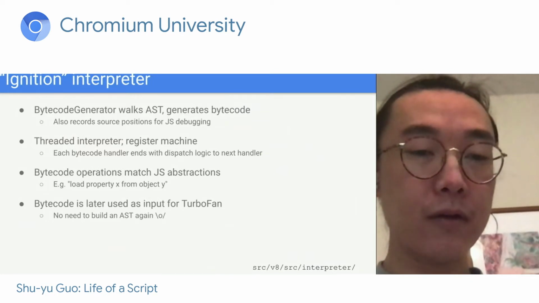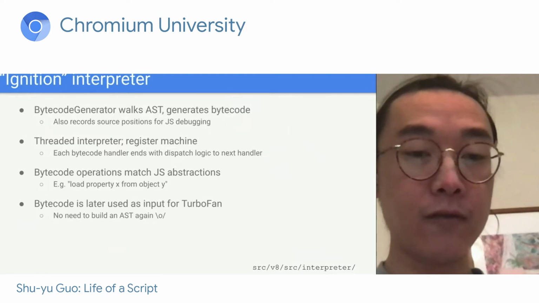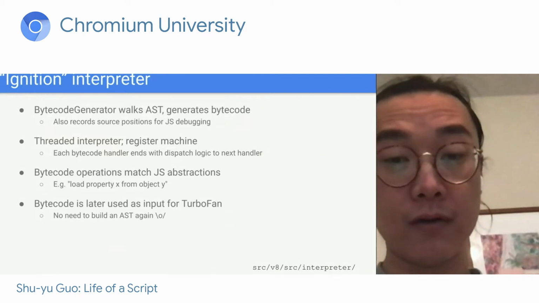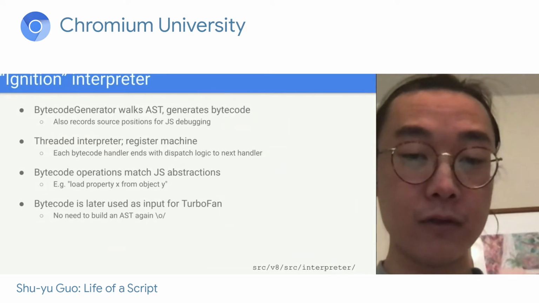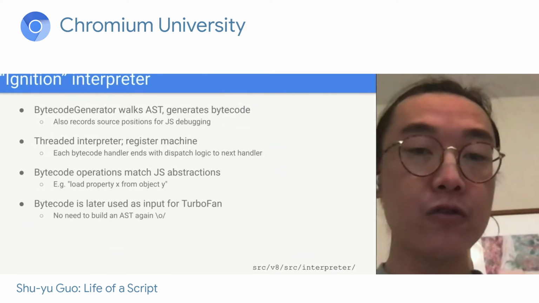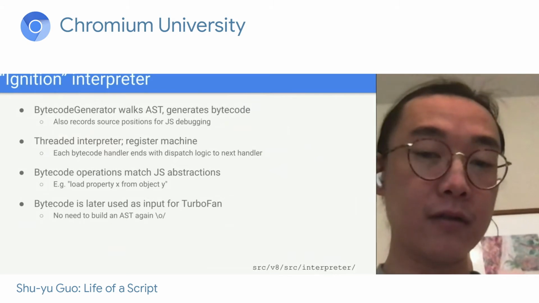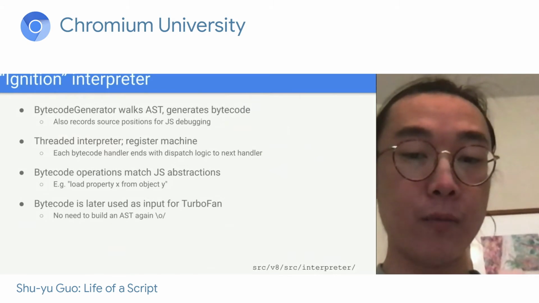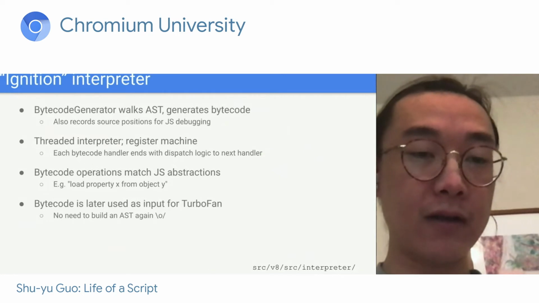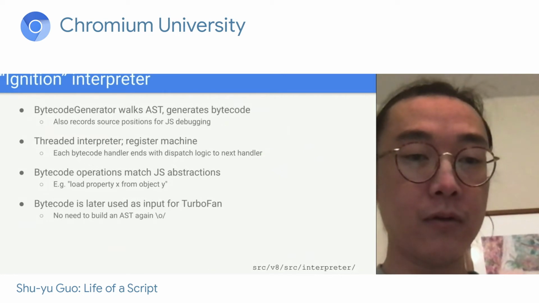Bytecode is now used as the source of truth and as input for the optimizing compiler down the road, as well as a source of truth for DevTools. Historically, V8 used to keep the AST around as the source of truth, but that was a huge pain for memory, and it's quite nice that we have switched to this architecture instead, where bytecode is the source of truth.